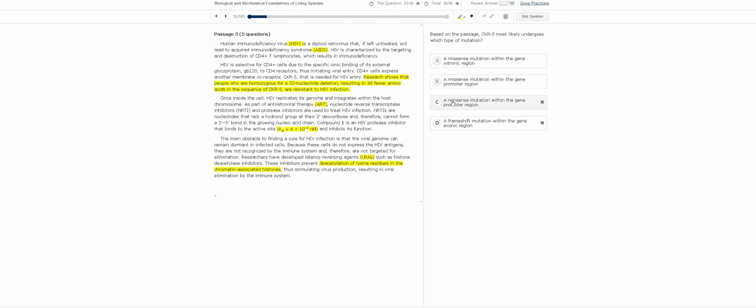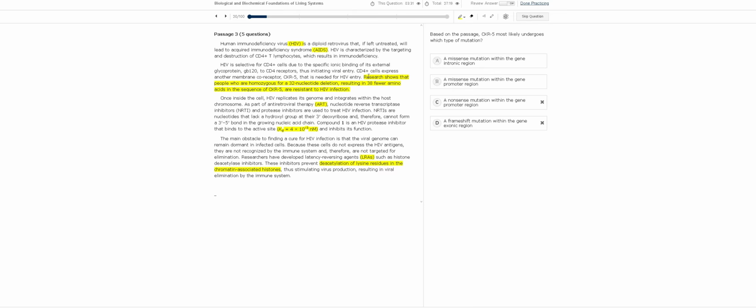Now, if you look at C, it's a little bit different. They're saying a nonsense mutation within the gene promoter region. A nonsense mutation, if you recall, is a premature stop codon which stops the transcription of a gene. It's a stopping point. So if it's in a promoter region, that means nothing is being produced at all.